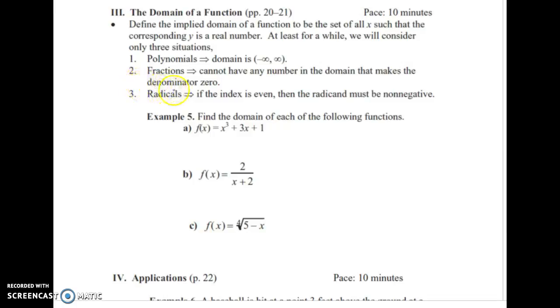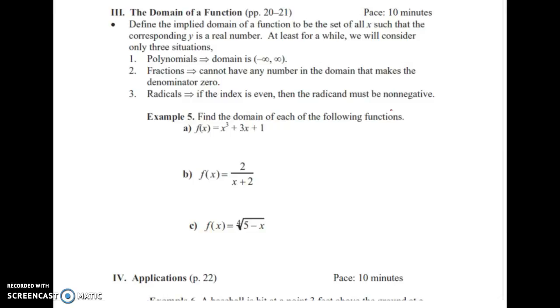Secondly, the fractions. When we look at fractions, they cannot have any number in the domain that makes the denominator 0. And then third, radicals. If the index or root is even, then the radicand, or what's under the square root, or fourth root, sixth root, must be non-negative. Example 5. Find the domain of each of the following functions.